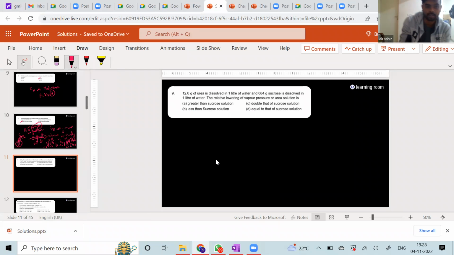Okay, right. So now they're telling us we have to compare the relative lowering of vapor pressure between the urea solution and the sucrose solution. Okay. So now how do you calculate relative lowering of vapor pressure? Del P divided by PA naught is equal to XB, right? Where A is the solvent, right? And B is the solute. Is it not? Let us do this.